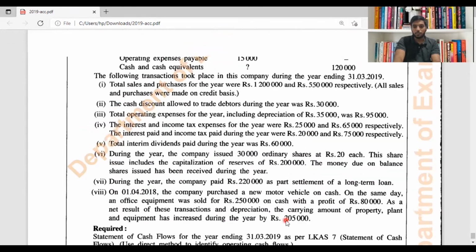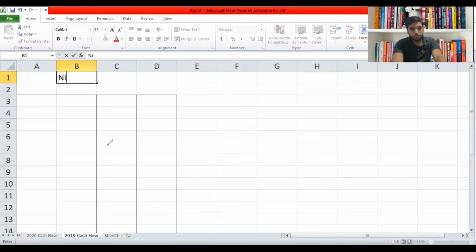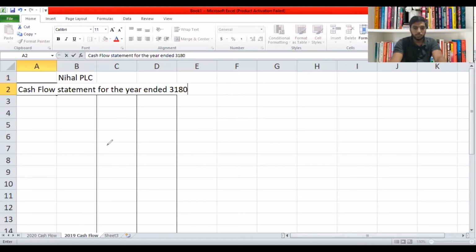Have they given any other balances? So let's start the sum on finding out the trade receivables, then trade receivables receipts and trade payables payment. So let's start the first part. Now this is Nihal PLC. I'll write here Nihal PLC. And I'll write here cash flow statement for the year ended 31st/3/2019. So I have recorded the name.